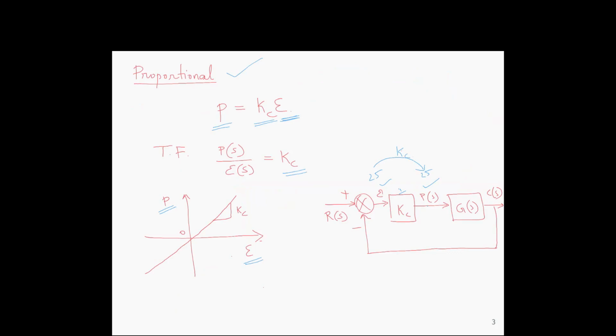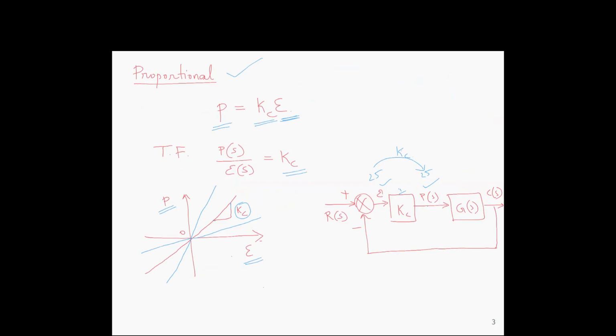Kc can be any value. So based on the value of Kc, the slope can differ. Sometimes it can be like this. Sometimes it can be like this. So whatever be the slope, the important part is that this is just a constant. So the relation between the error and the proportional output is just a constant.